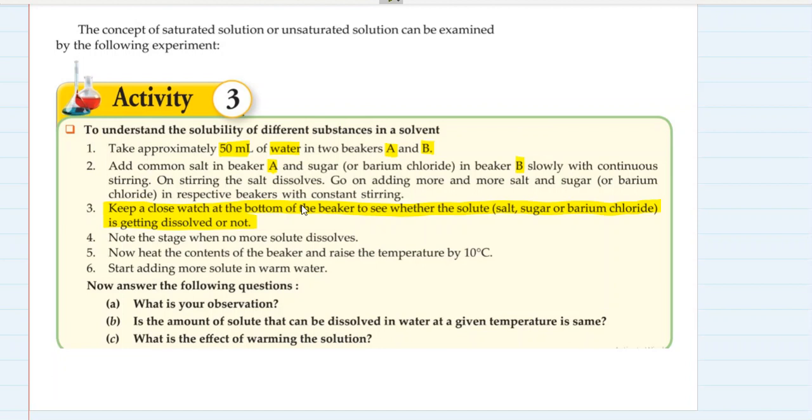That means there are chances that after a point of time, if you go on adding solute to a given solution, a point will come where no more of the solute will dissolve in the given quantity of the solution.